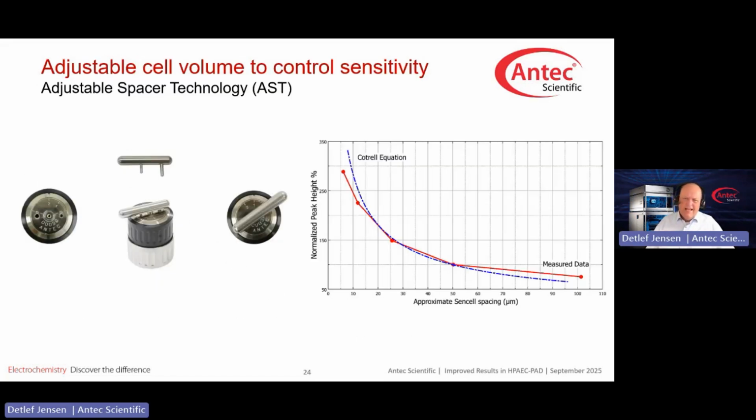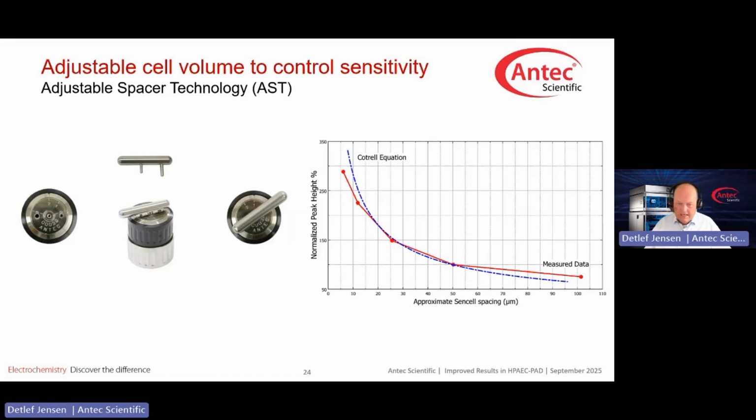Now, there is something else to consider with a Sense cell. What if the Sense cell allowed continuous adjustment of the working cell volume without needing any spacer or gaskets? In this slide, you see the assembled Sense cell and a small handle for adjusting the working cell volume by turning. This allows you to fine-tune the volume and consequently the sensitivity. In other words, the lower the cell volume, the higher the sensitivity; the larger the cell volume, the lower the sensitivity.